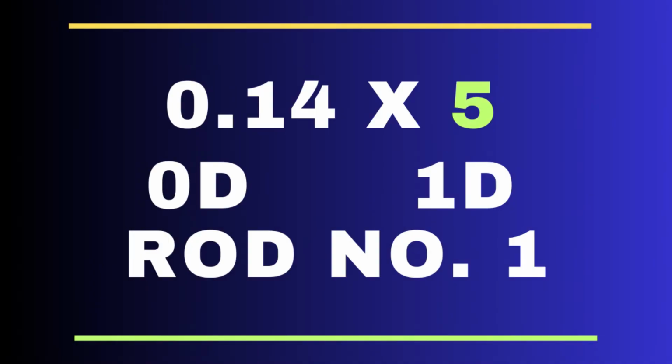This case is slightly different, 0.14 multiplied by 5. The multiplicand is 0.14. The part before the decimal point is a 0, that is taken as 0 digits only. It is not taken as one digit. That is the rule of decimal multiplication. And the multiplier is a normal value with one digit. So here 0 digits plus 1 digit equals 1. We need to take rod number 1 in this case.